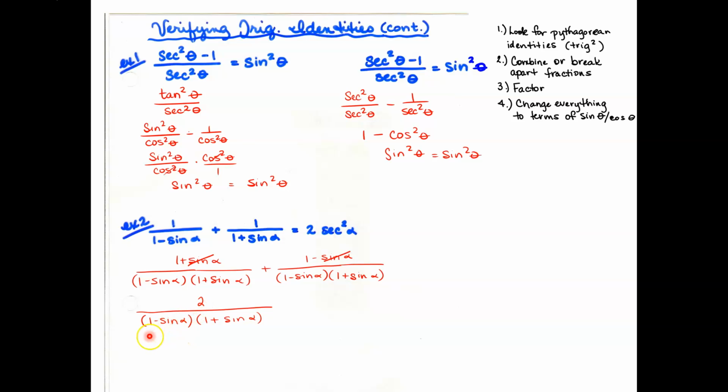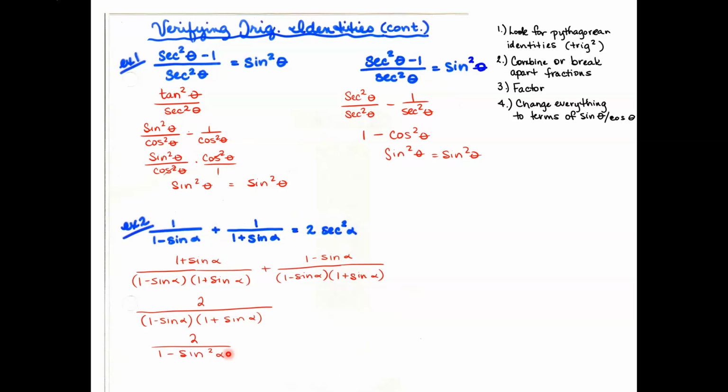If I had 2 over 1 minus x times 1 plus x, and I was told to simplify, what would you do with 1 plus x, 1 minus x? You would FOIL it, right? So we're going to do the same thing here. We're going to go through and say 1 times 1 is 1. And then 1 times a positive sine is a positive sine. 1 times a negative sine is a negative sine. So the positive sine and the negative sine drop each other out. And then negative sine times positive sine is going to be a negative sine squared.